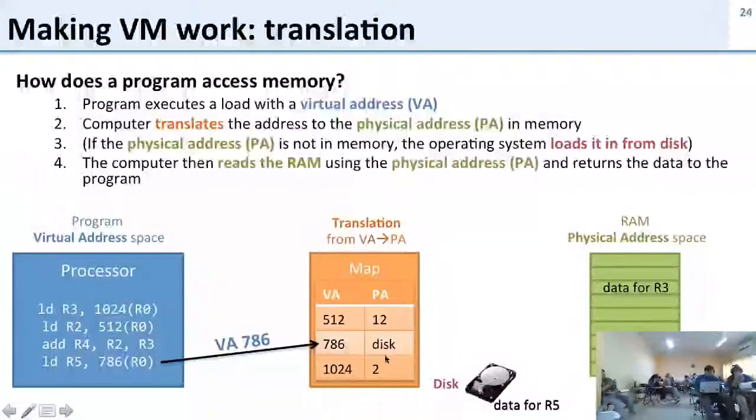So we go to virtual address 786. The map tells us it's on disk. It's not in memory. Okay, it's on disk. So what do we need to do to get it? Well, we need to load it into memory. So we go ahead and load this data into memory.